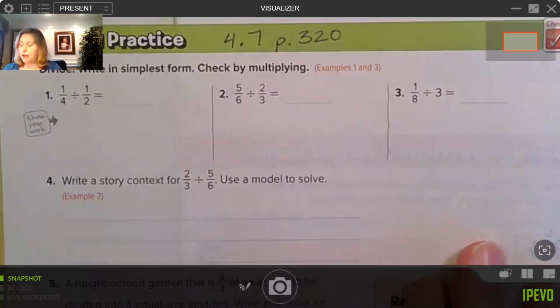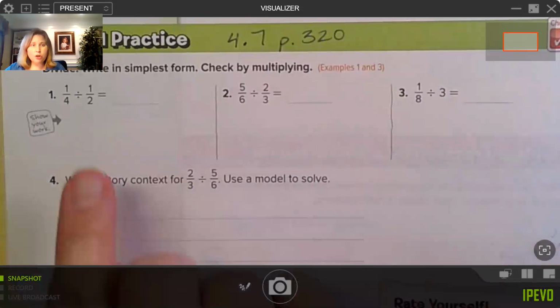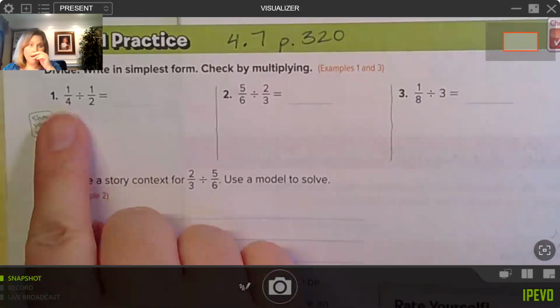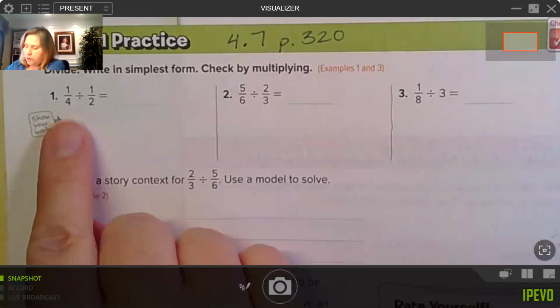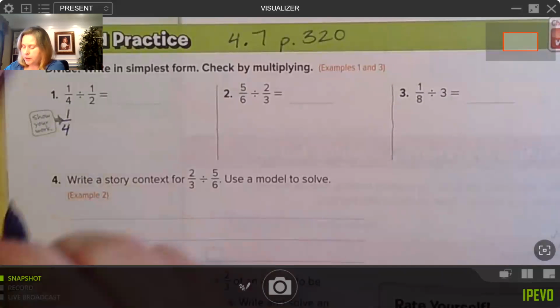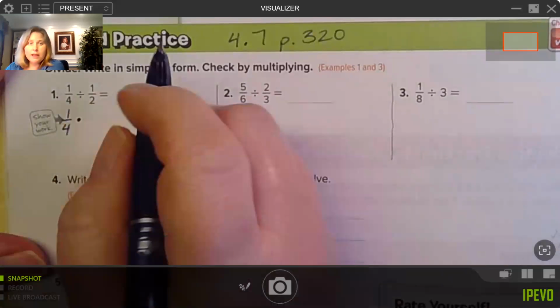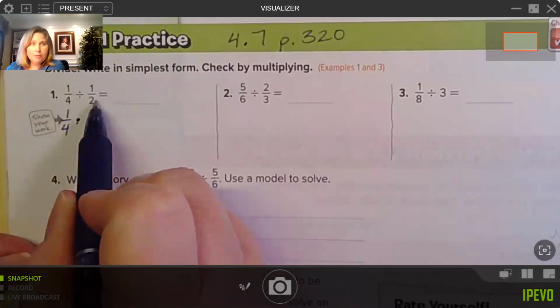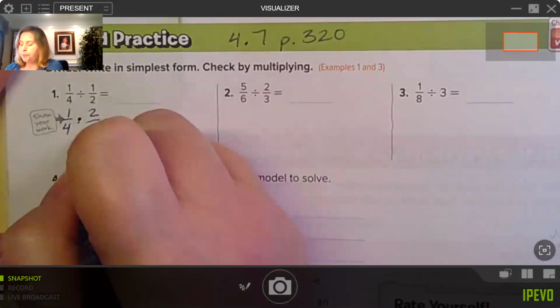1/4 divided by 1/2. So remember, to divide by a fraction, all we do is multiply by the reciprocal. So the 1/4 is the amount that we have, the amount that we're starting with. We're going to change the divide to times. And if I change divide to times, I have to change the 1/2 into 2/1, because 1/2 means 1 divided by 2. So we'll change that to its reciprocal, 2 divided by 1.